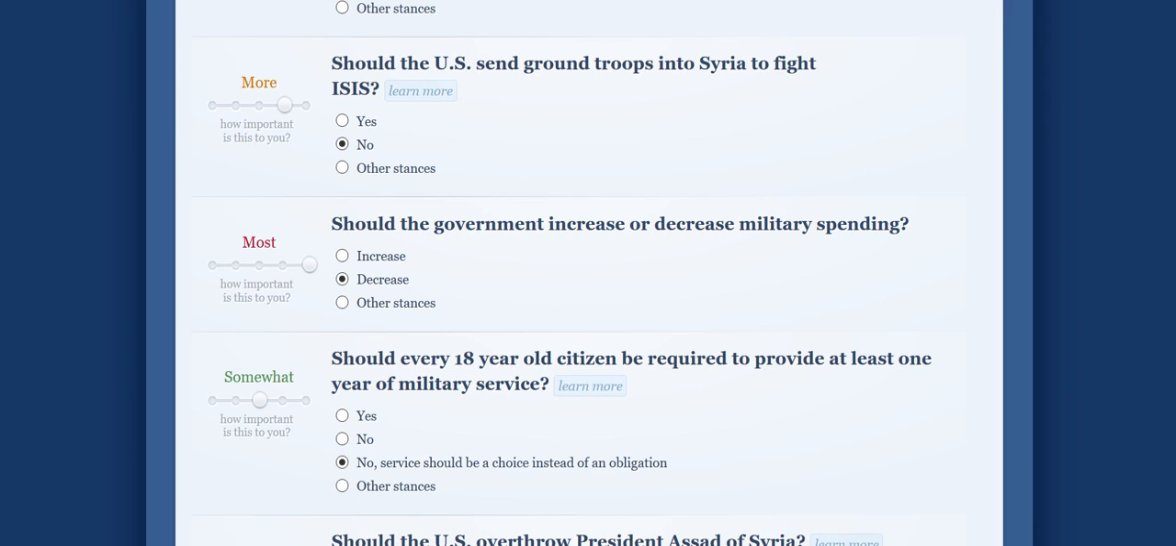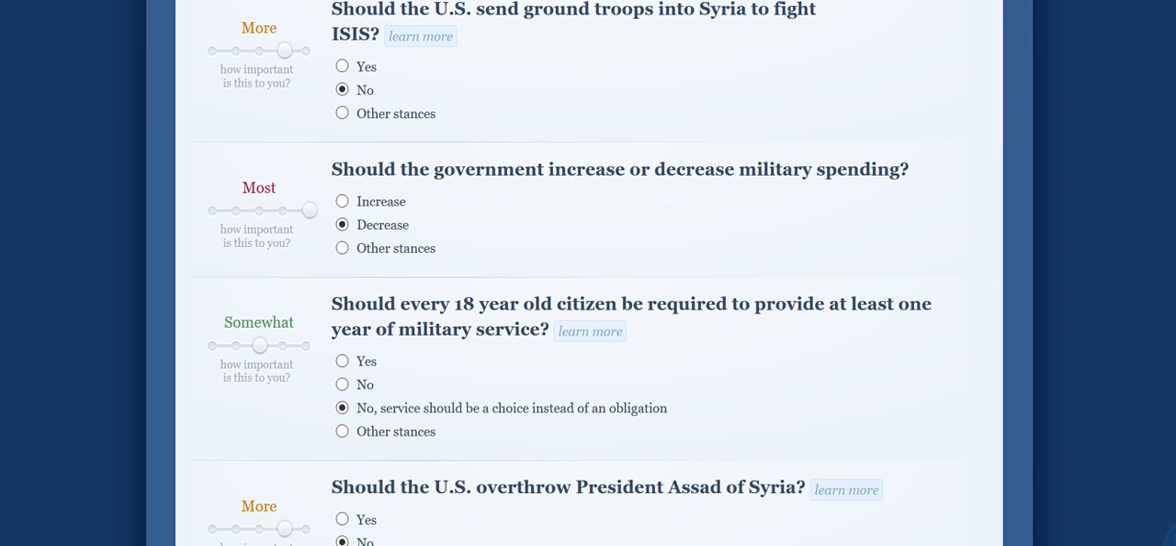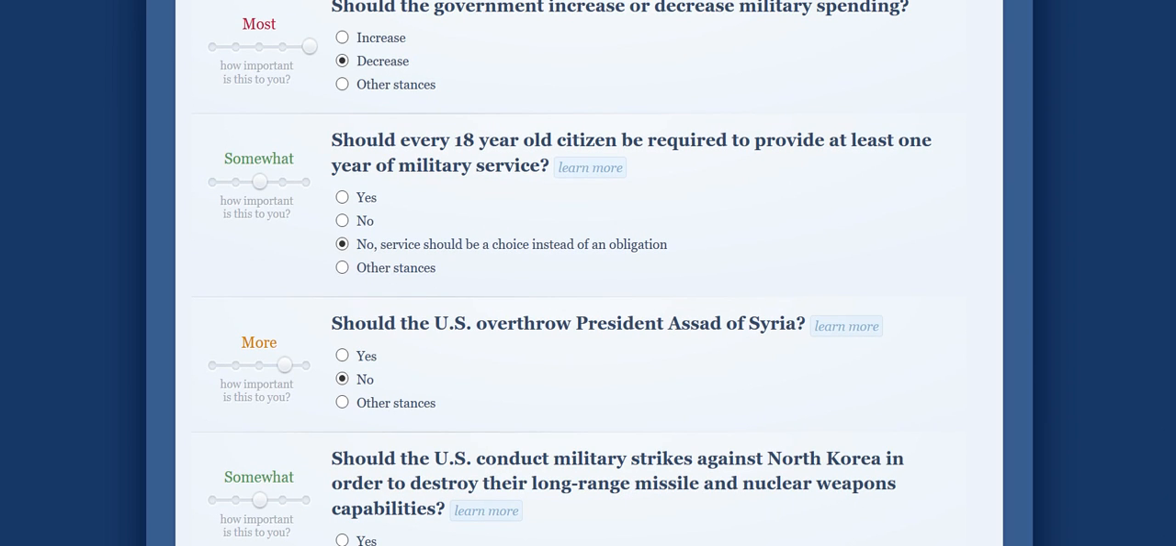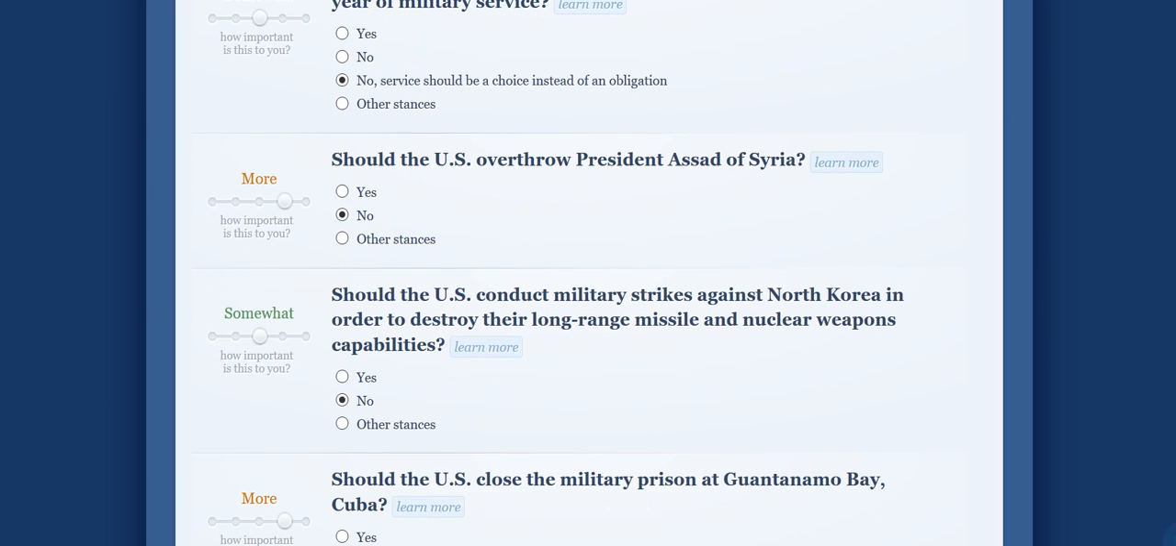We spend more than the next 10 or so nations combined, and most of them are our allies on the military. Should every 18-year-old citizen be required to provide at least 1 year of military service? No, it should be a choice, not an obligation, because I'm a little bitch, and I want to do it. And I also don't agree with the wars we're fighting. So you want to force me to put on a uniform and then force me to go fight in wars I don't agree with? Fuck off.